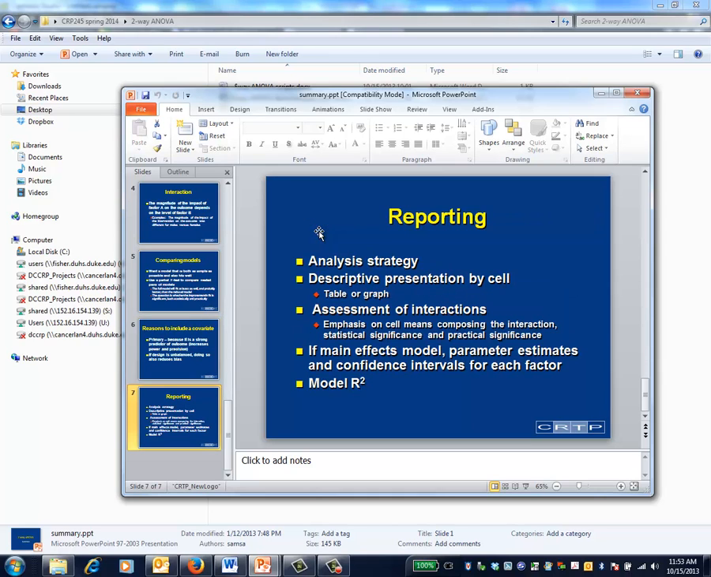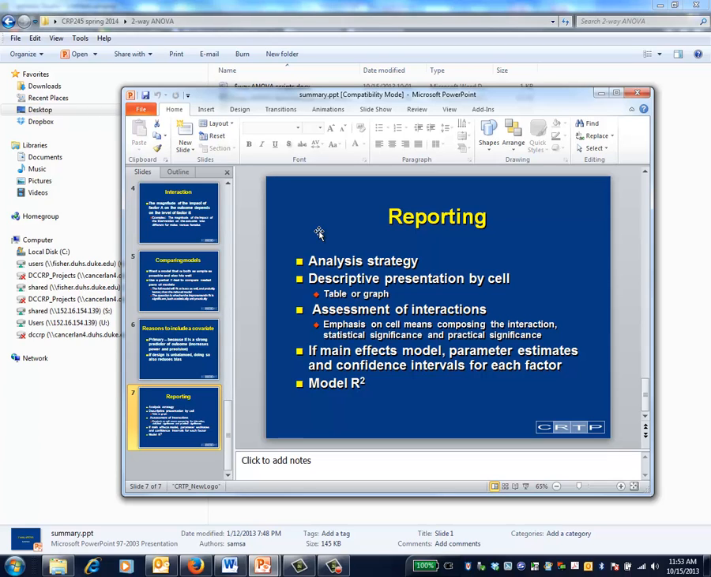Things to report include your analysis strategy, the cell means plus estimates of their variability, and your assessment of interaction. Statistically significant, you should also assess clinical significance, which then creates a fork in the road. If the interaction is statistically and clinically significant, you focus on the pattern of cell means.